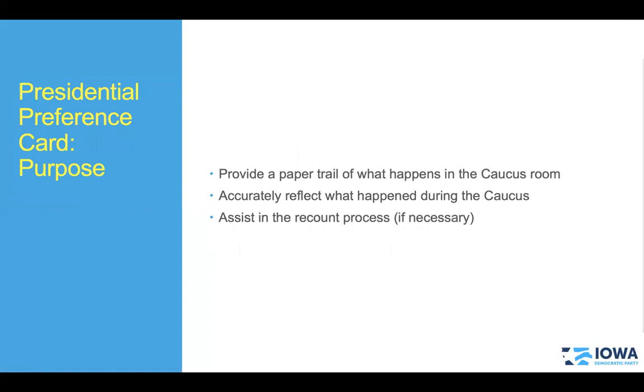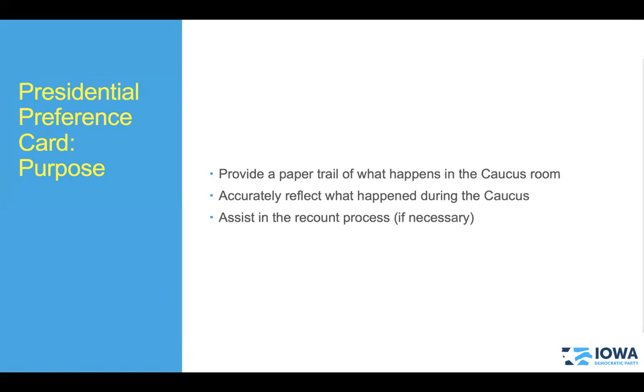Now, the purpose of the presidential preference cards is to provide a paper trail of what happens in the room. So these are really going to be able to help us if there needs to be a recount, but it also gives us a better idea of the movement of what happened in the room. It will also allow us to accurately reflect what happened during the caucus. In years past, we've never really known what happened in the caucus room, and this will give us, the party, a better idea of what was actually happening during each of the 1,677 caucuses across the state.